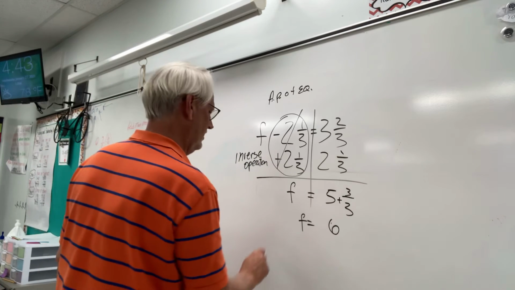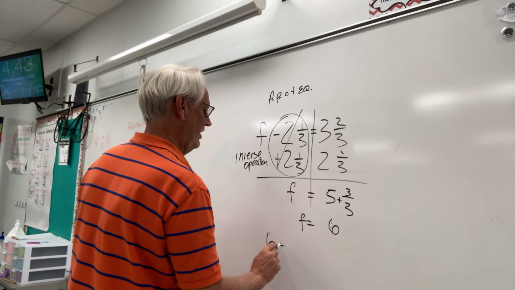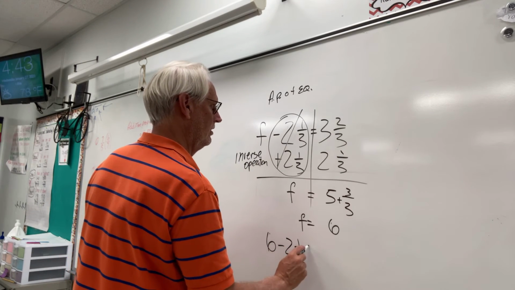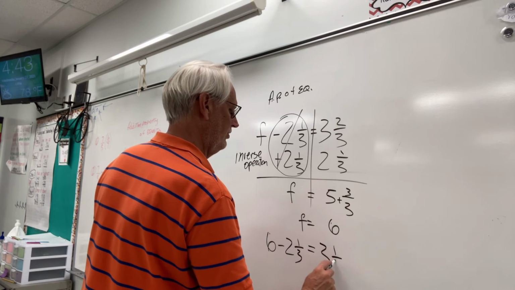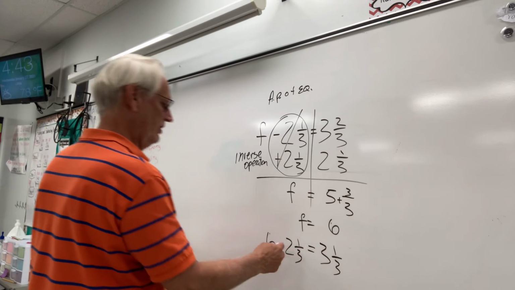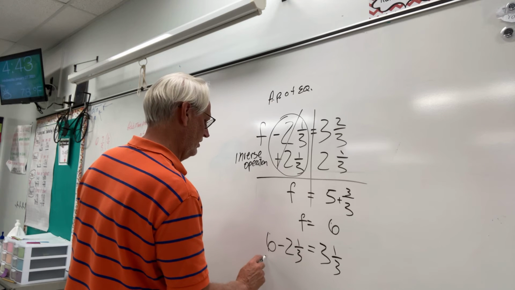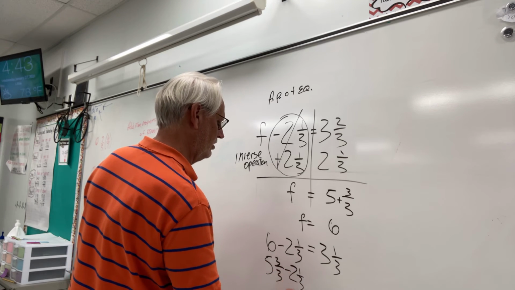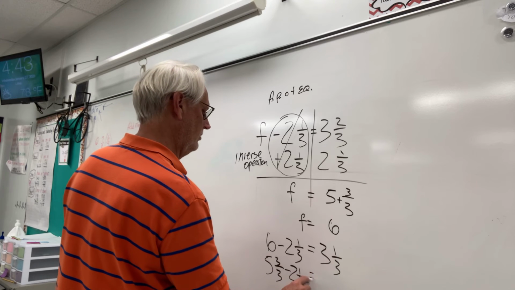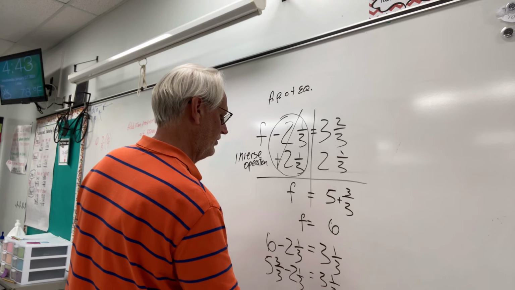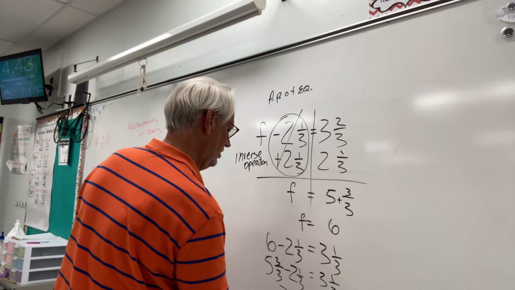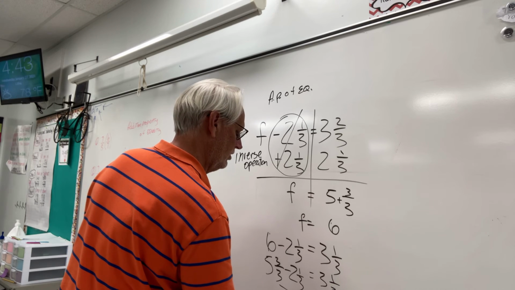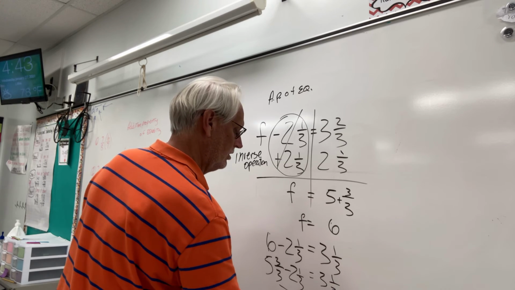So if we plug that back in, 6 minus 2 1/3 equals 3 2/3. If I do this right here, I'm going to end up with 5 and 3 over 3 minus 2 1/3. So this becomes 3 2/3. 3 2/3 equals 3 2/3. And that's a check mark.